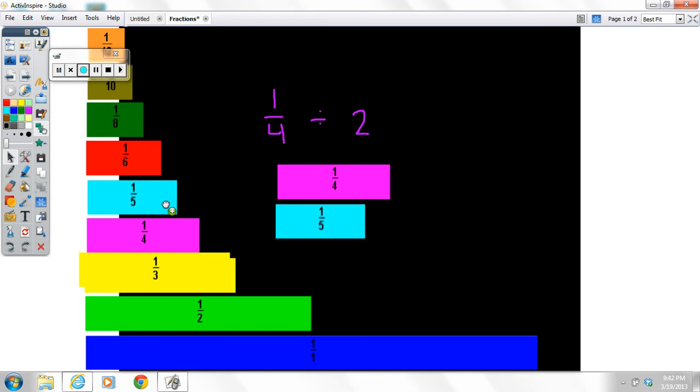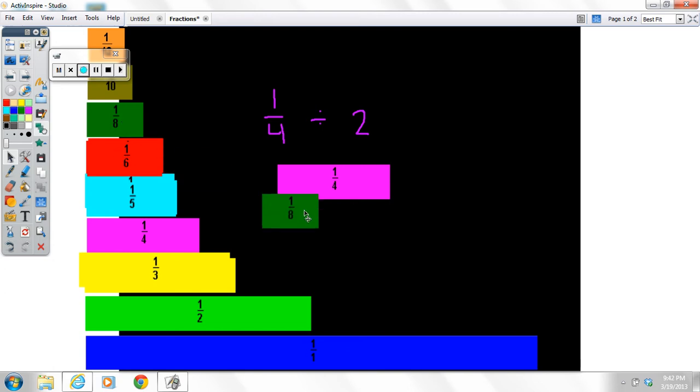So let me take a fifth. If I take 2 1/5 pieces, I could see that's not going to be equal. If I take 2 1/6 pieces, I could tell that the 2/6 is not going to be equal. But now, if I take 2 1/8 pieces, I'm going to have a fraction that's equal to 1/4. Therefore, if I took 1/4 and divided it by 2, I'm really creating 8 pieces. So the answer would be 1/8.